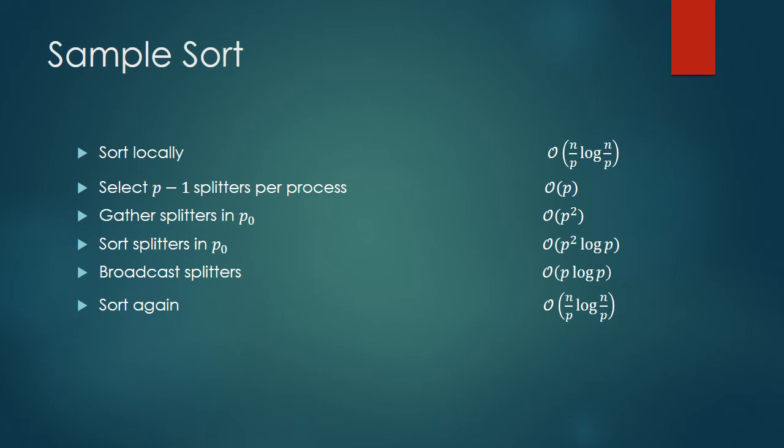Broadcasting these. We haven't covered this yet. I'll go through this. The log P term comes from a communication model. It's basically because even though you're sending from one to everybody, you do that in a tree-like fashion, similar to what we were doing for the prefix sum. You don't want one guy sending to everybody. You'll send it in batches, right? So the cost of a broadcast is log P, and we are broadcasting P splitters. So the cost of doing that is P log P, and finally a sort again, okay?